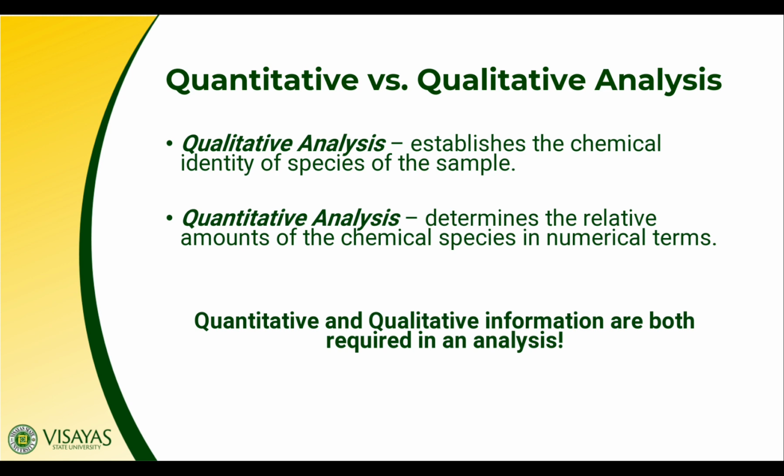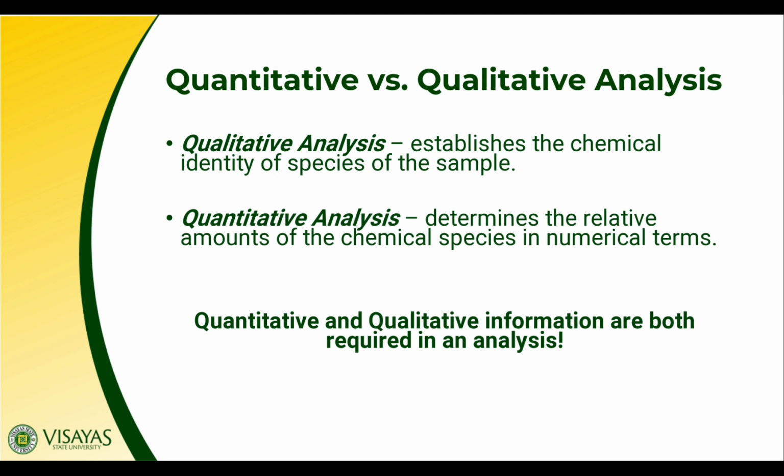So the next one would be the quantitative analysis. This one now determines the relative amounts of the chemical species in numerical terms. This means that as you have already established the identity of the chemical species in the sample, then you could quantify or determine the amount of those chemical species and report them in numerical terms. So, say a concentration or the mass, or it could be the volume of that particular chemical species in the sample. So that would be the quantitative analysis.